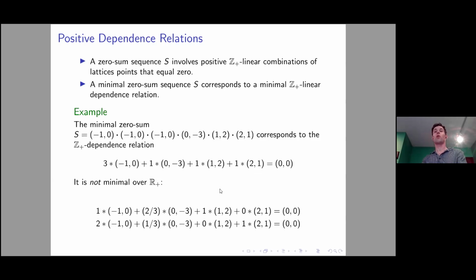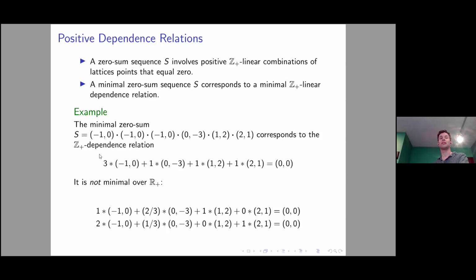And if we use these as the coefficients and we add it up, we get 0. But if we reduce the size of any one of these coefficients, replace it by any smaller non-negative integer, we're not going to get 0. It has to be non-negative and it has to be strictly smaller. And if we only allow ourselves to use integers, we're not going to get another linear combination equaling 0. That's why this is a minimal zero sum over the integers.